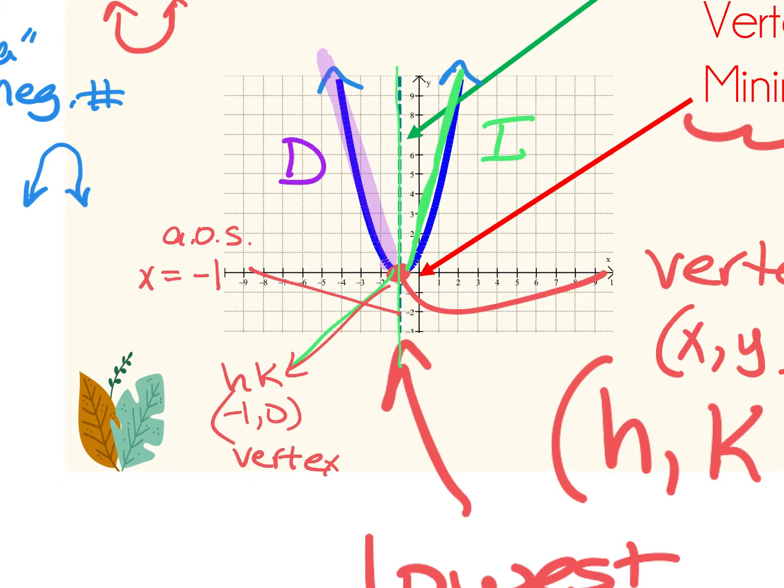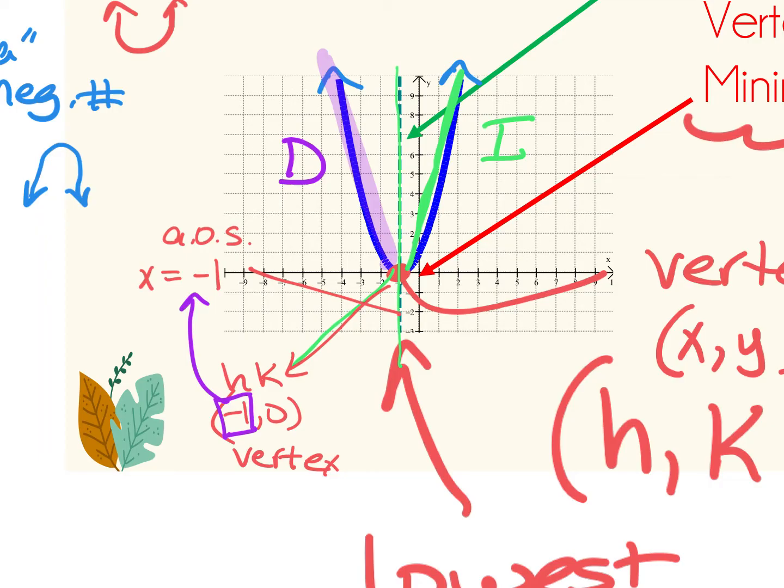The way that we would get that number, it's always the x or the h of my vertex, and it's always x equals. If you do not write the axis of symmetry as x equals a number, you're going to get points off if you don't write it as an equation when you take the quiz next week.